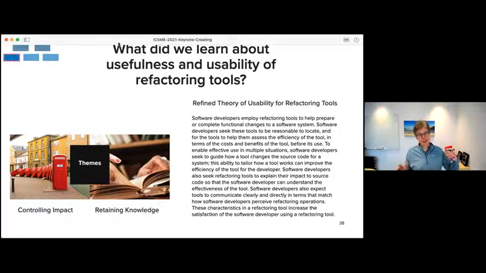And one thing you can note is this theory keeps getting bigger. But in a sense, that's good, because I think we understand more about what developers are actually seeking from these tools when we start to be able to expand upon the theory of use.